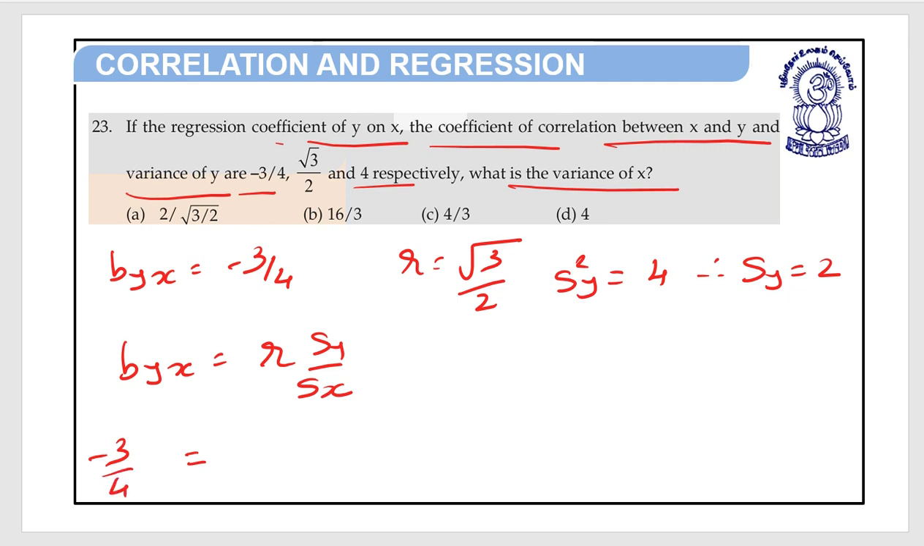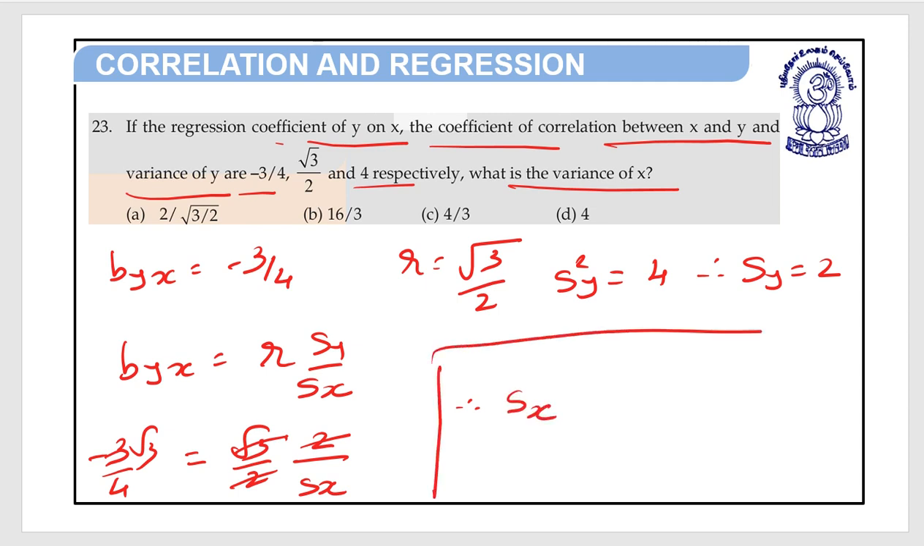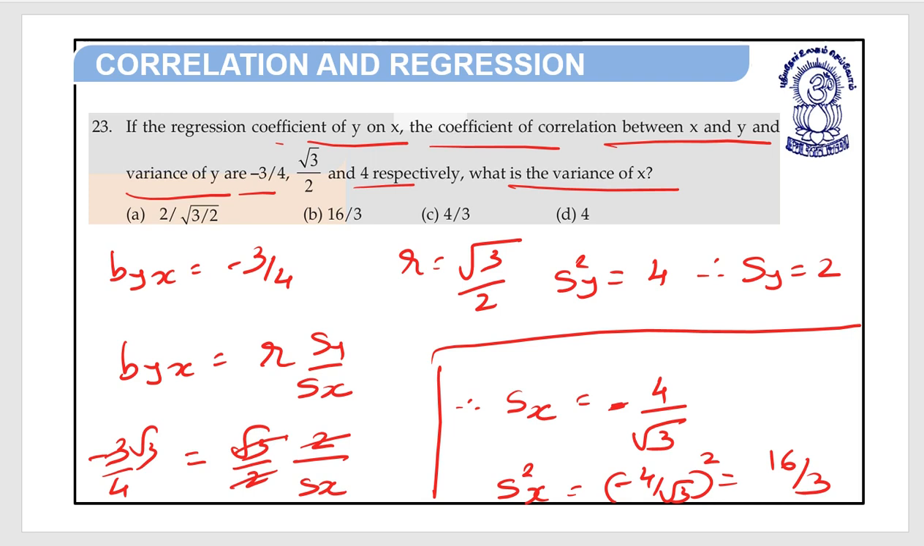So minus 3 by 4 equals r, root 3 by 2, into sy, 2, by sx. The 2s cancel, root 3 is here. So sx is equal to minus 4 upon root 3. So variance of x is equal to minus 4 by root 3 squared, which is 16 by 3. So option B, 16 by 3, is the right answer.